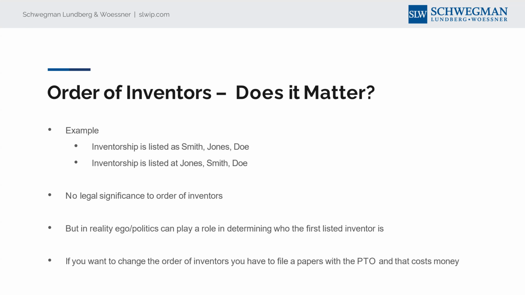I strongly suggest, though, getting inventorship, the order, sorted out as soon as possible, because once your application is filed, if you want to change it around, you have to file some stuff with the PTO, and it's just an unnecessary expenditure of money and kind of a pain. And also, once the application is published, the order on the published application isn't changing anymore.